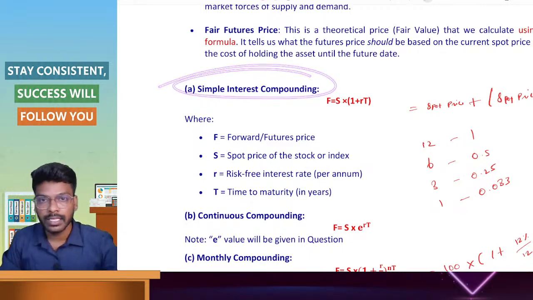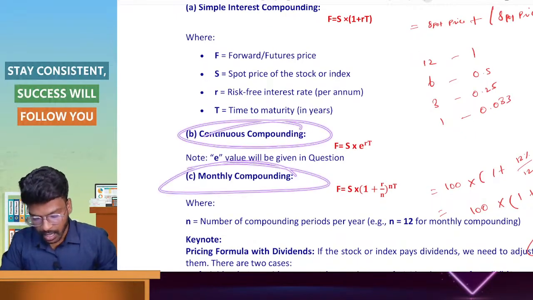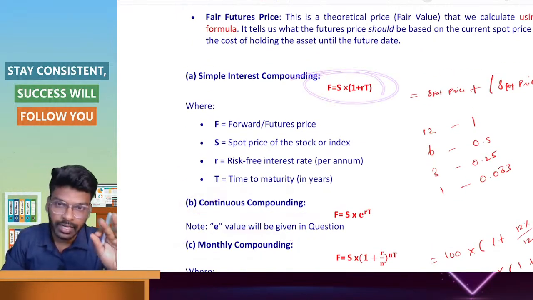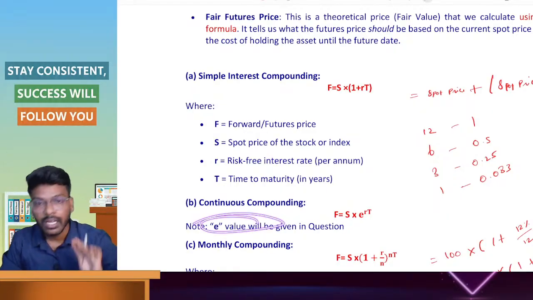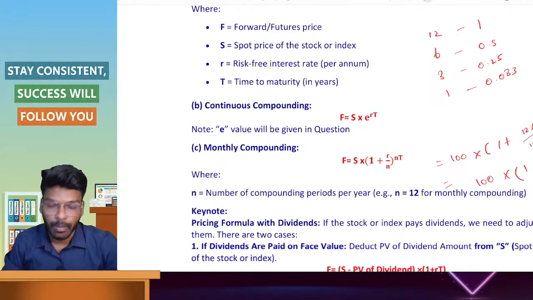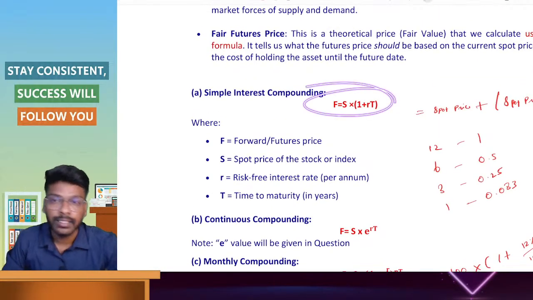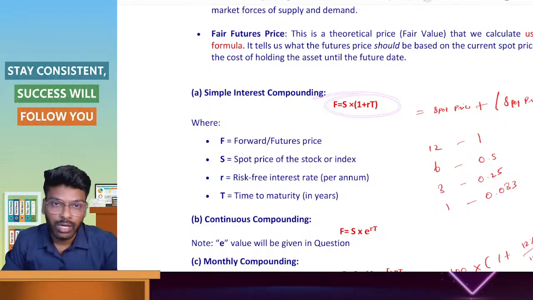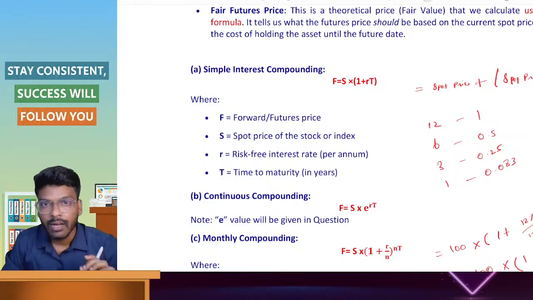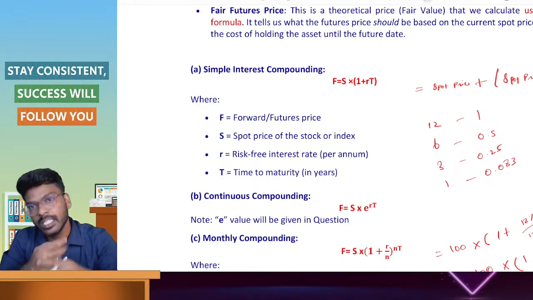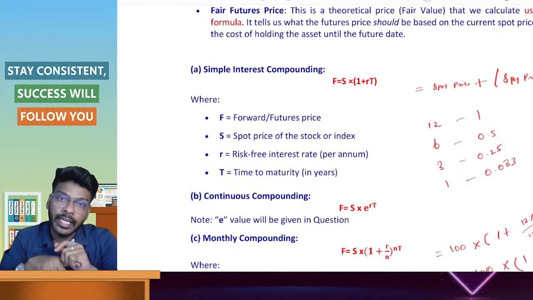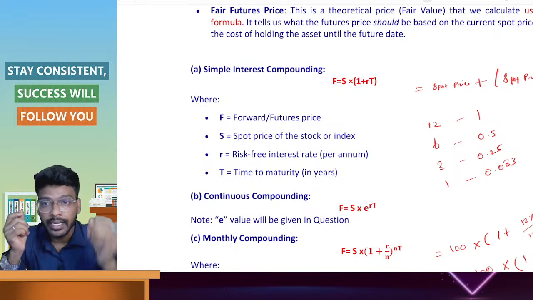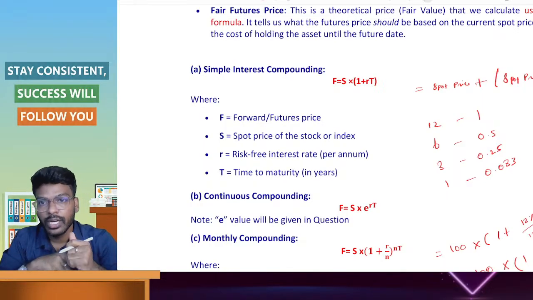The methods are simple interest, continuous compounding, and monthly compounding. For simple interest, if nothing is given in the question, you have to use simple interest. If the e value is given in the question, you have to use continuous compounding. The formula for simple interest is F = S(1 + RT). F means future price or forward price, S means spot price, R is the risk-free interest rate per annum, and T is the time to maturity, the maturity period in years.